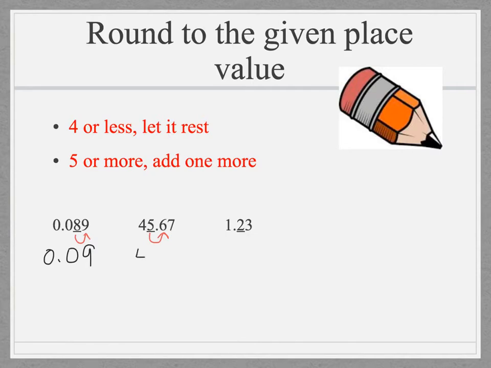Remember, everything before it stays the same, so I still have the 4. I'm adding 1 to the 5, making a 6. And I don't need what's behind it. I can drop it. Now, our number is rounded to 46.